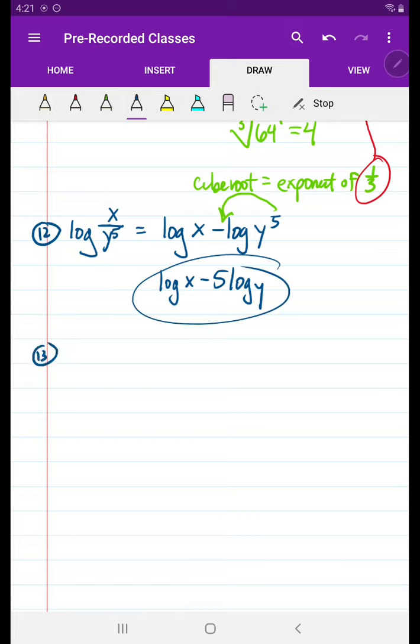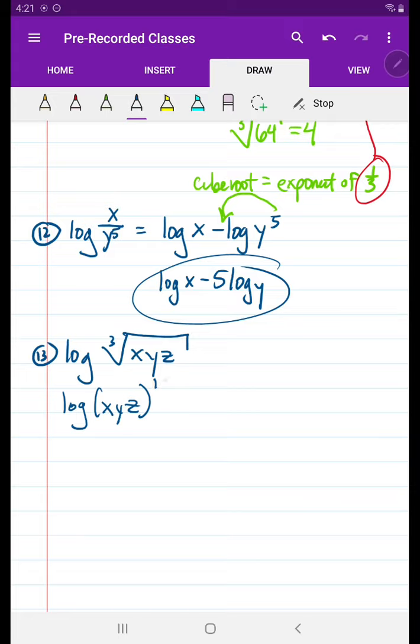For number 13, we have the log of the cube root of x, y, z. Whenever you have a root in a log, you want to turn that root into a fractional exponent. So this is going to turn into the log of x, y, z, all raised to the 1/3 power. And then you can take this exponent of 1/3 and apply it to each piece in the argument individually. So this turns into log x to the 1/3, y to the 1/3, and then z to the 1/3. So they all have their own exponent, and they're all multiplied by each other.